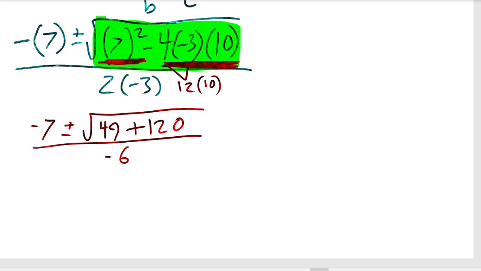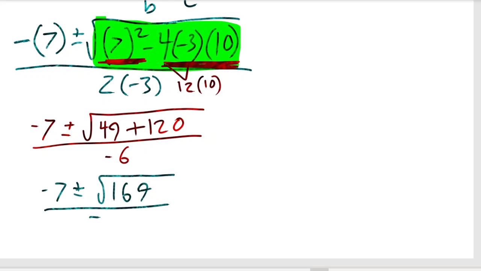The next step down, let's again solve what's inside of the square root. So negative 7 plus or minus, keep the same. Instead of saying the square root of 49 plus 120, I'm going to add those together to give me the square root of 169. And I'm going to keep my negative 6 on the bottom.